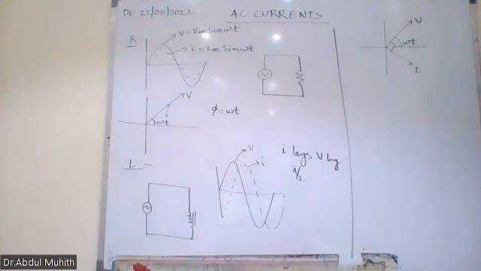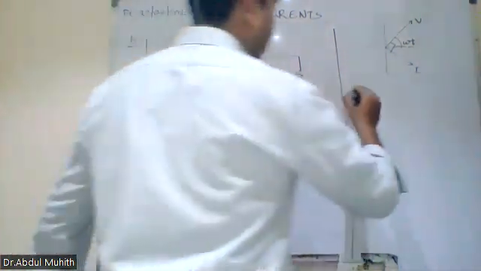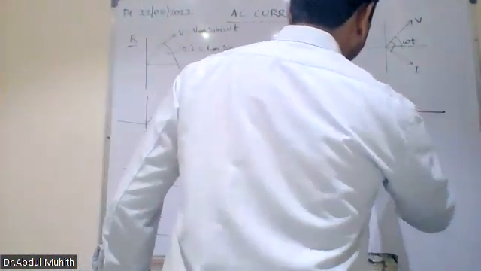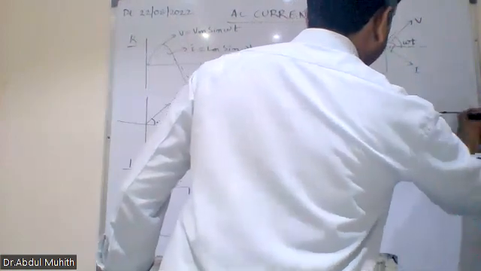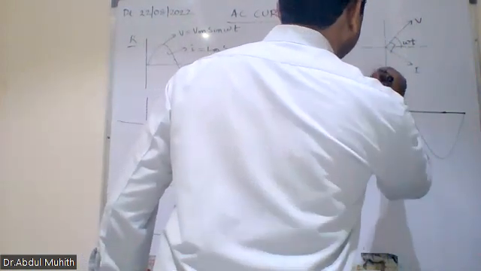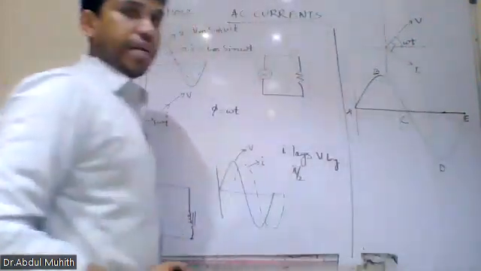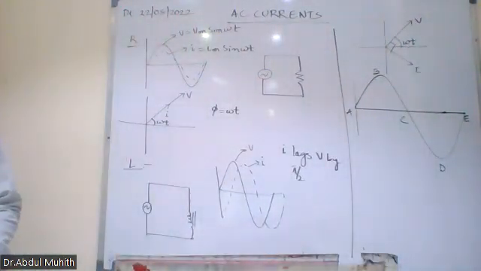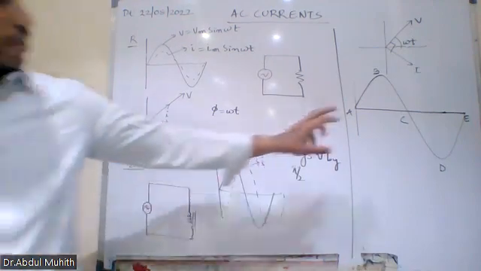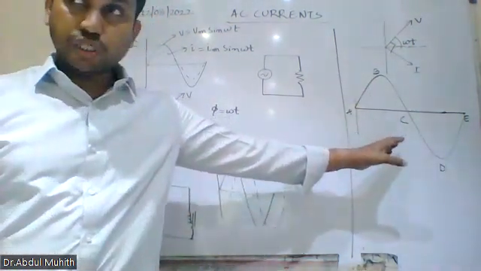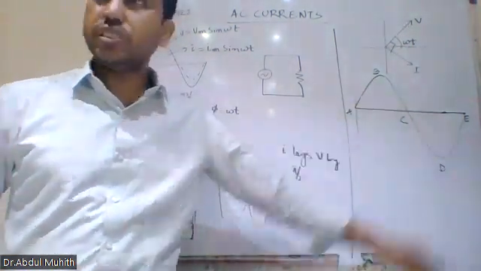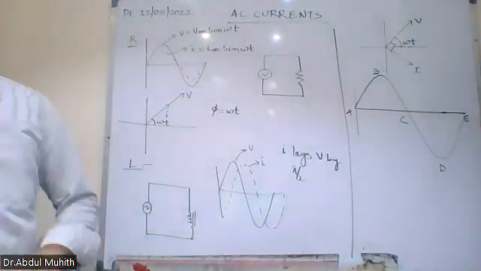What is happening exactly? We will see for one cycle, as we discussed in the previous class. Suppose this is one cycle: A, B, C, D, and E. A to B is a quarter cycle, B to C is a quarter cycle, C to D is a quarter cycle, and D to E is a quarter cycle, which makes one complete cycle.